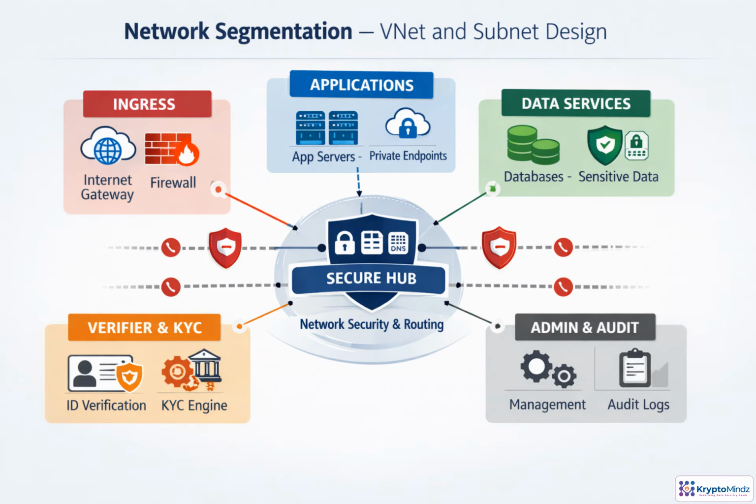Segmentation is about creating lanes in your network, each with a clear purpose and risk profile. A shared hub handles connectivity, DNS, and inspection, while spoke VNets host KYC workloads. Within a spoke, subnets separate ingress, application services, private endpoints, data, and management. Network security groups and route tables then define exactly which lanes can talk to each other. This prevents flat networks where verifier, KYC, audit, and admin components can move laterally without controls.